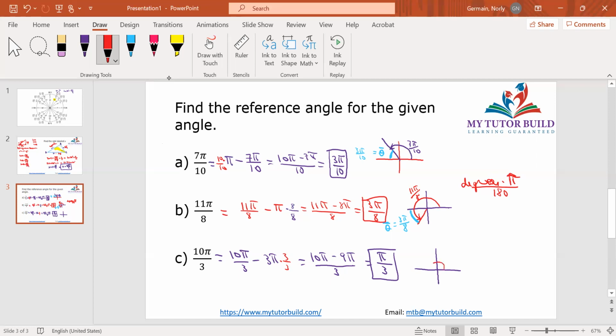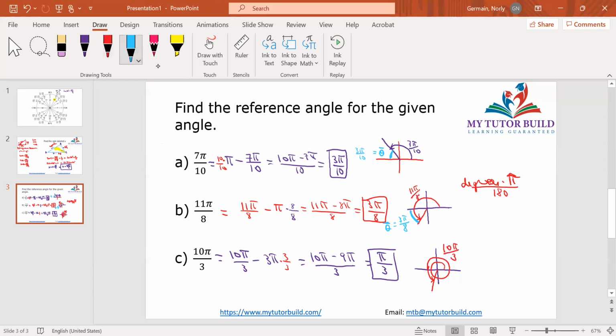Remember, one revolution is 2 pi. This is 3 pi, okay? But remember, it's 10 pi over 3. So when we have 3 pi over here, we need to add another pi over 3. That represents 60 degrees. So you see, this is where your angles are. So all of this is 10 pi over 3.